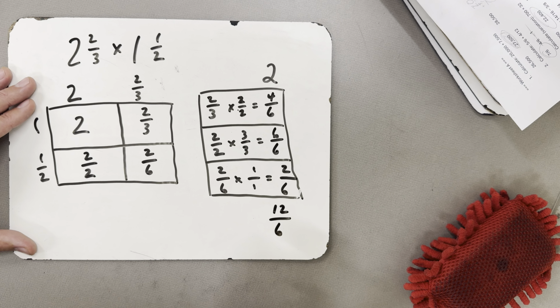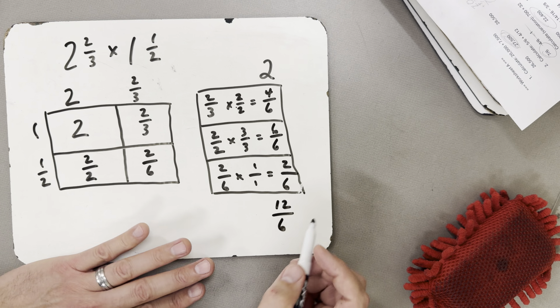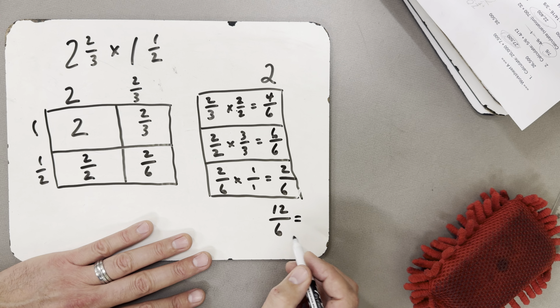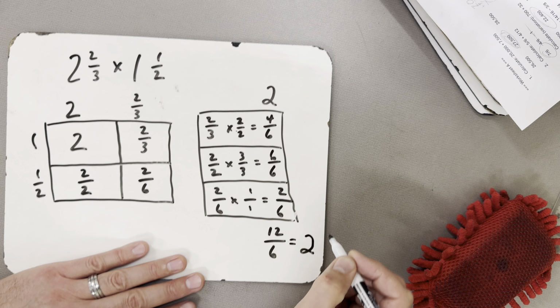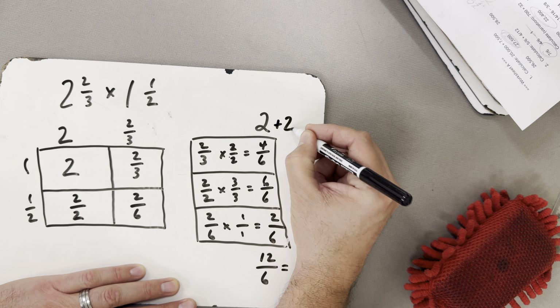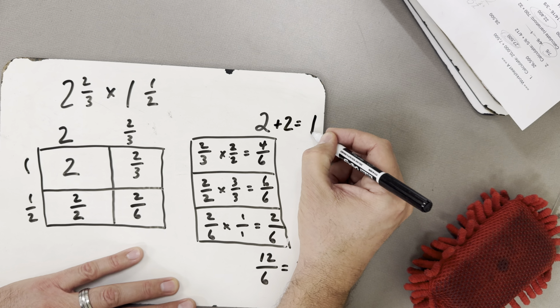And again, this one's not too bad because if I can divide the top by the bottom, I can just do that and find my whole number. 12 divided by 6. I can say what times 6 is 12? 2. So I go up here and I add 2 to what I already had, and I get 4.